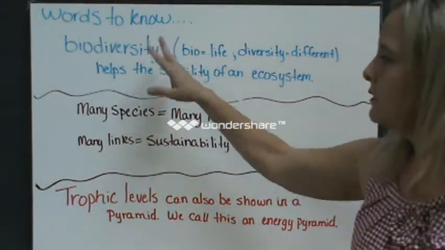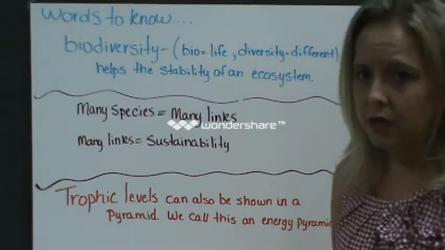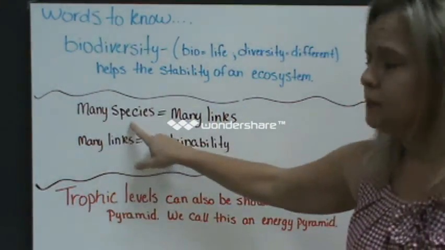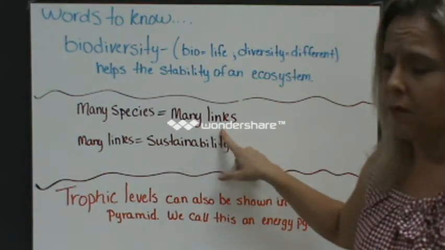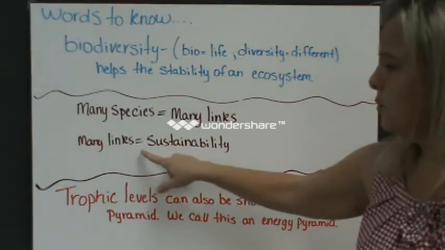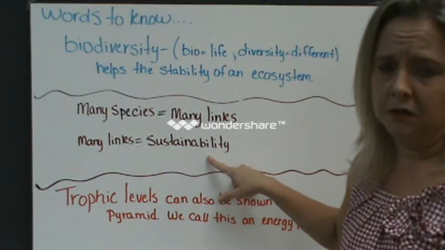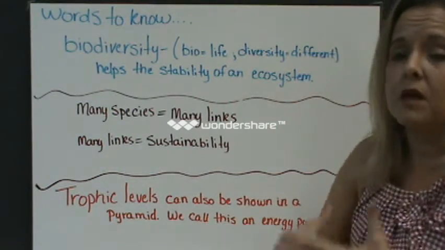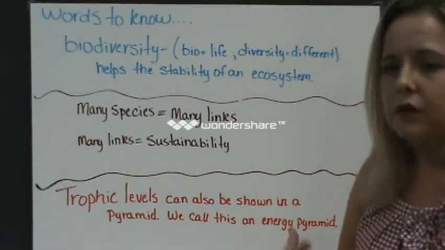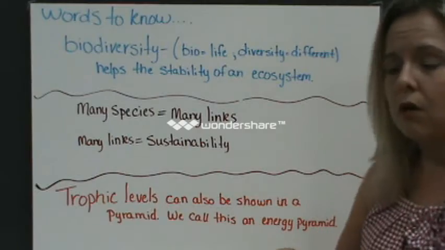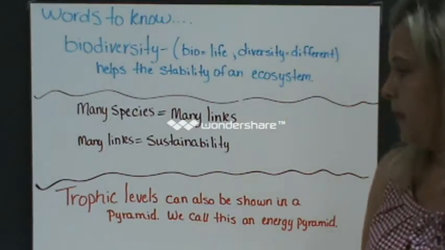So the way I summarize the word biodiversity and the concept of it means if you have many species of animals and plants, you're going to have many links on your food web. And if you have many links on your food web, you're going to have sustainability in your ecosystem, which means your ecosystem is going to be healthy. Everybody's going to have enough to eat. There's going to be enough energy flowing through that ecosystem to make all of your populations healthy and happy.